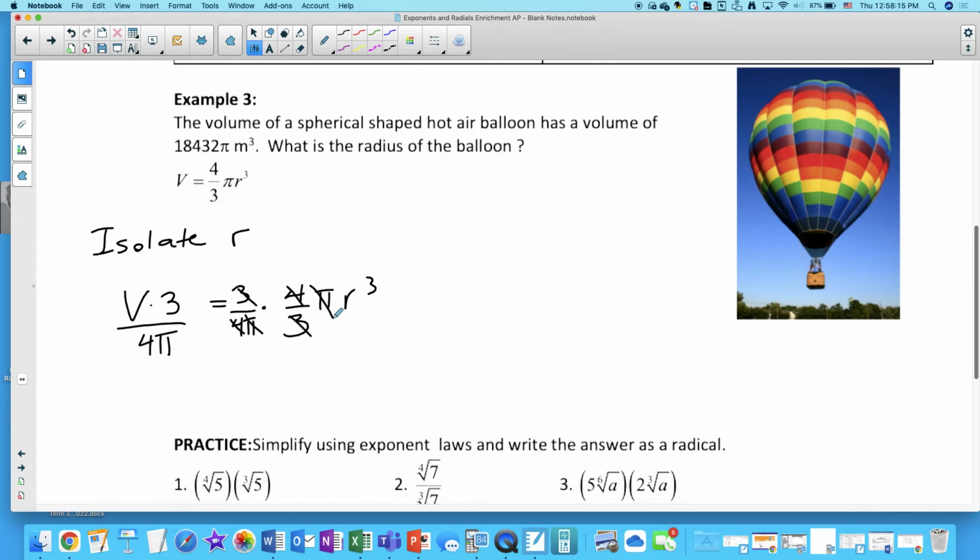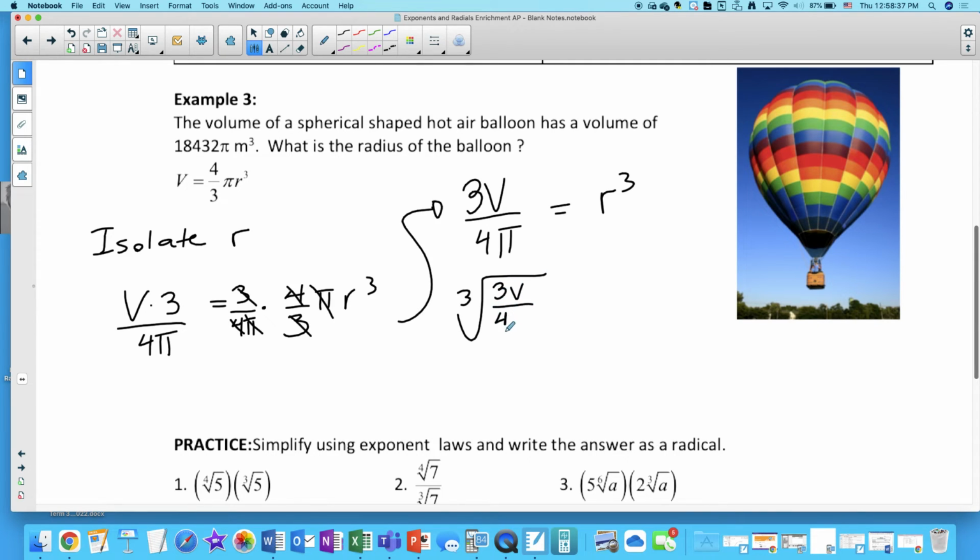So maybe I'll rewrite this out, right? 3v over 4 pi equals r cubed. Okay, and now I can take the cube root to get r. The cube root of 3v over 4 pi equals r. And at this stage, I can sub in 18,432 pi for v.